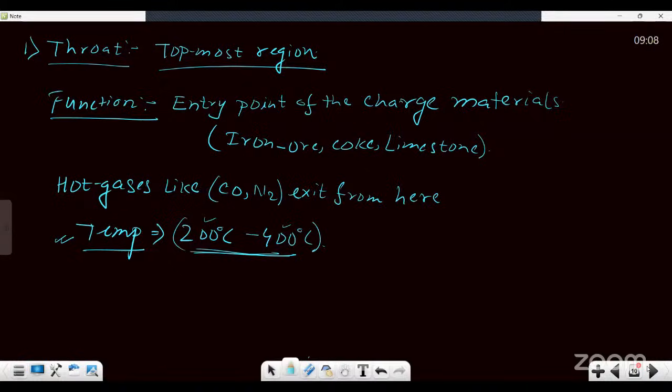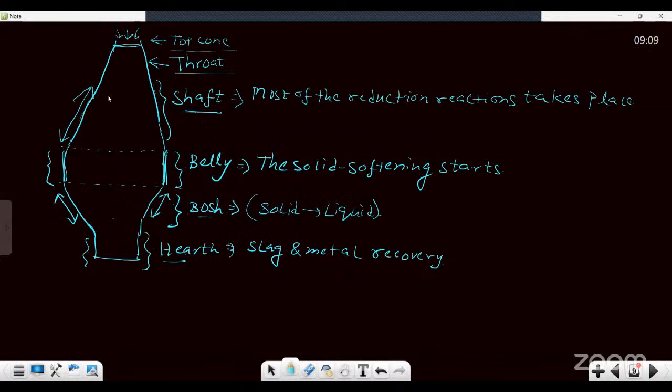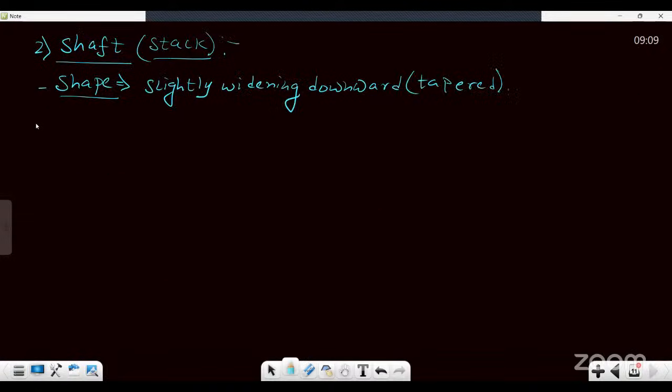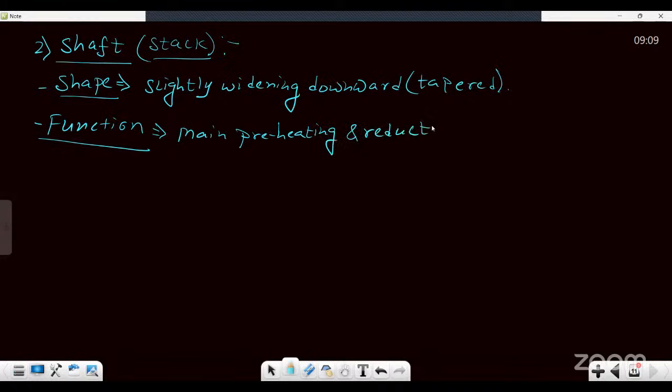So this part we are talking about now is the shaft. It is slightly widening downward, so that is why I call it taper. What is the main function of this shaft part? Very important. The main function is that it is the main preheating and reduction zone.